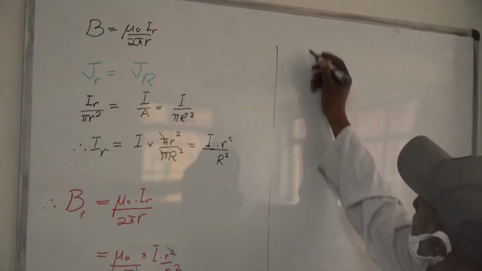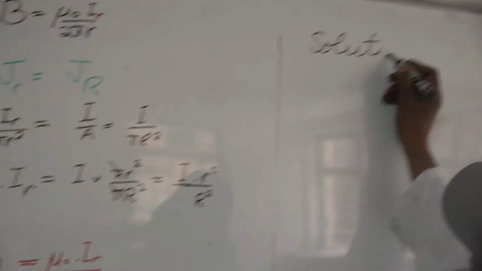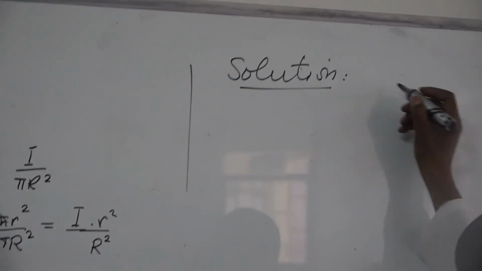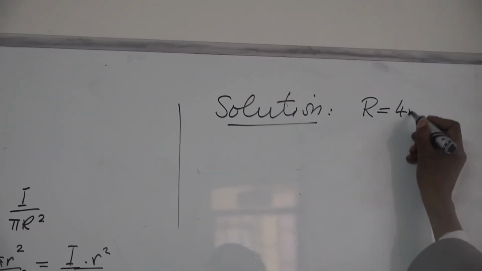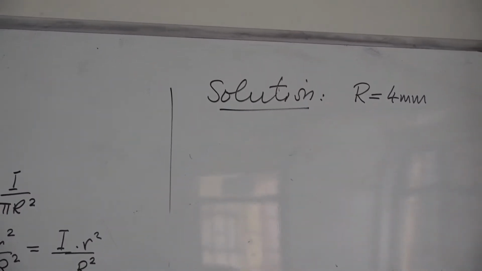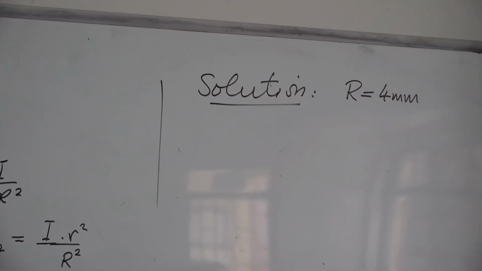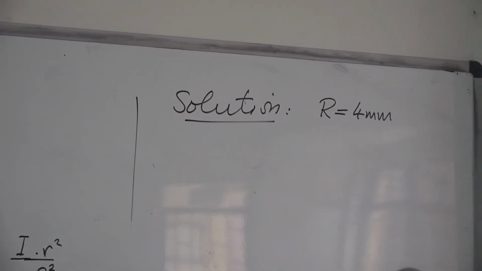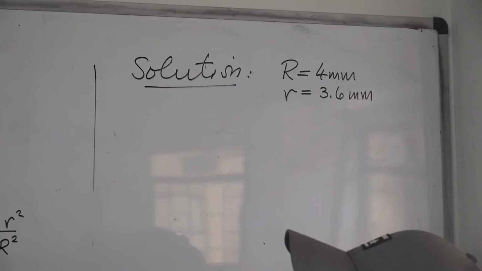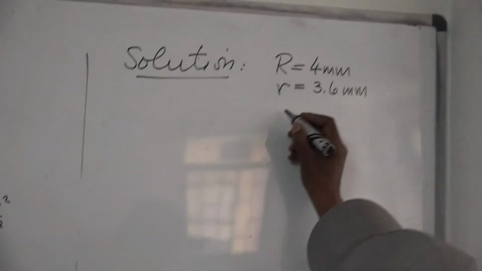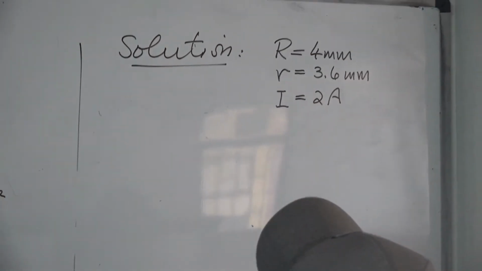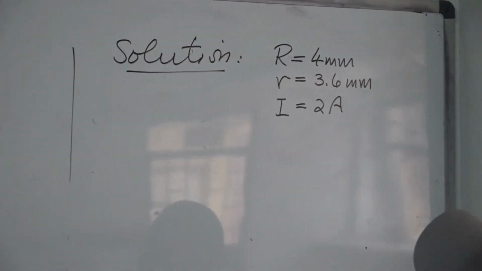So, let's start by writing down the solution. You have a current carrying conductor. How much is the radius? Capital letter R is 4 millimeter. Do not convert it into meter because it may not be necessary. It might cancel out. So, at a distance of 3.6 millimeter from the center of the conductor, that means small letter r is 3.6 millimeter, and the current is 2 amperes. This is the current in the total wire within capital R, not within the small radius. That you have to understand.